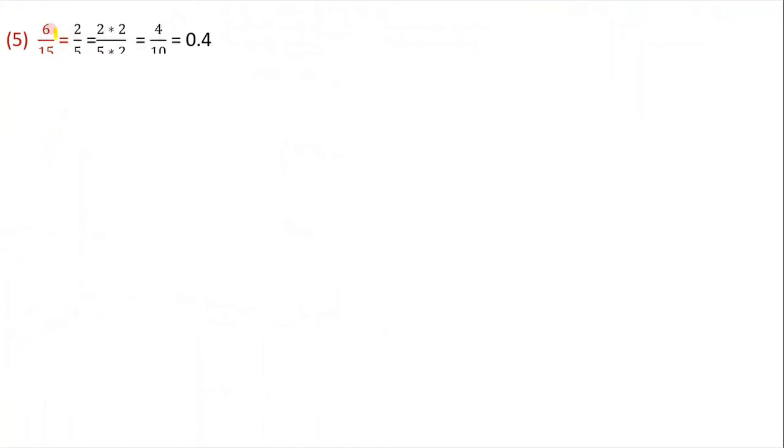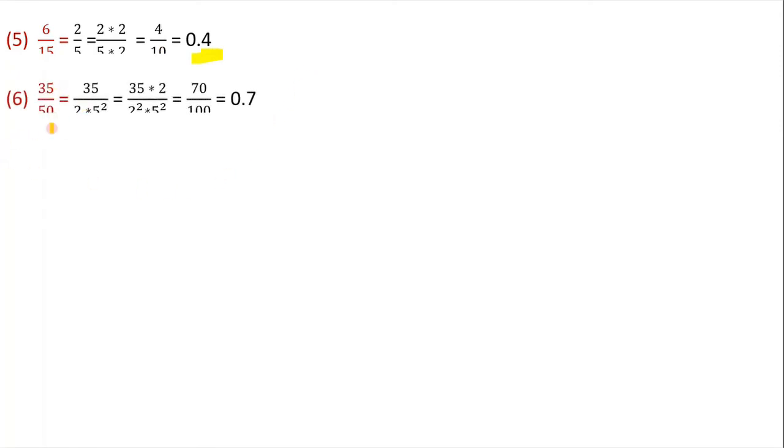Okay. Now next, 6 divided by 15. If 6 divided by 15 is divided by 3 on both sides, it becomes 2 by 5. If you want to balance, I want to multiply with 2 on both sides. So 2 into 2 divided by 5 into 2. So that implies 4 by 10, which is equal to 0.4.